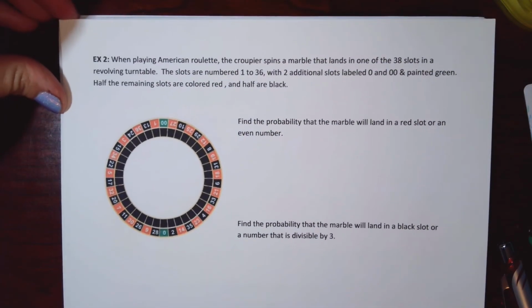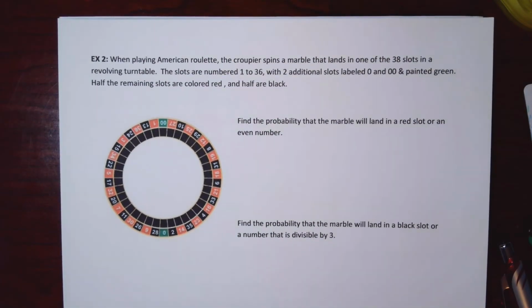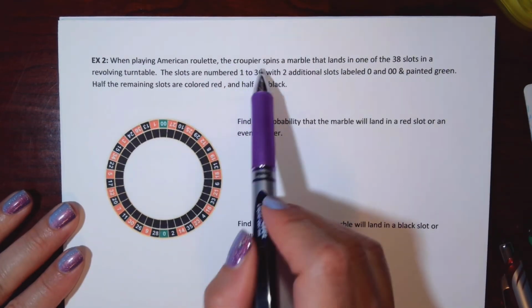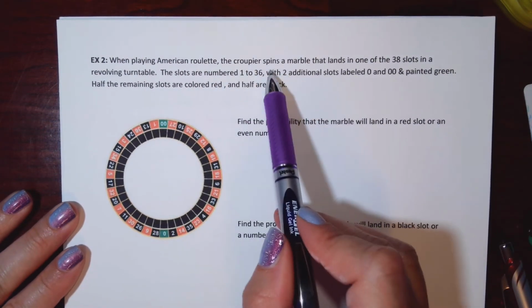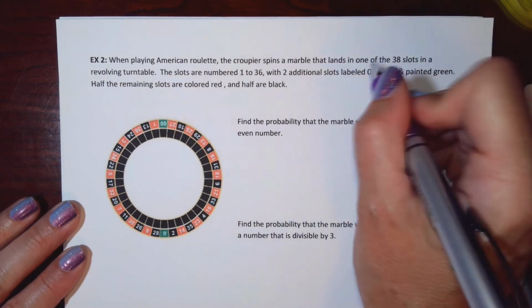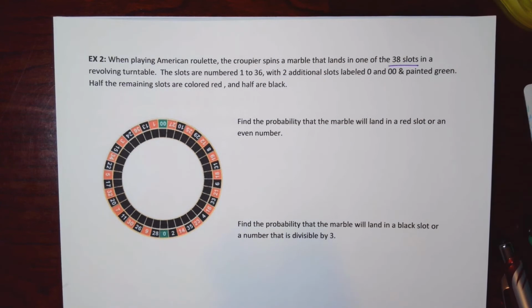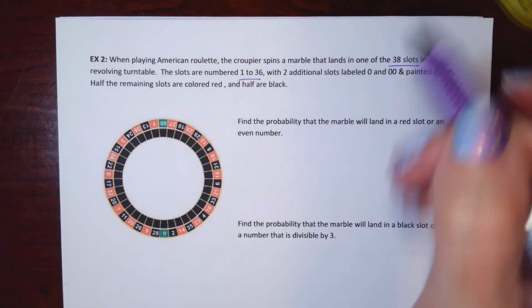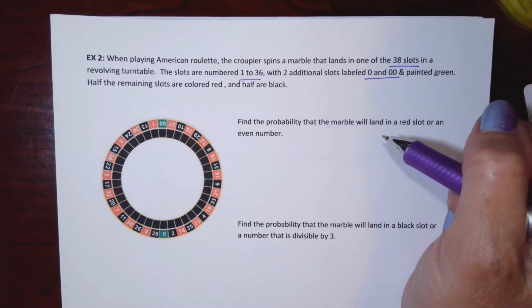Now, I am not much of a gambler, so I have never played roulette. Apparently there are different types of roulette wheels. I had to do a little research for these problems. When playing American roulette, the croupier, who spins the wheel, spins a marble that lands in one of 38 slots. So there's 38 slots on the roulette wheel. The slots are numbered 1 to 36 with 2 additional slots labeled 0 and 00.